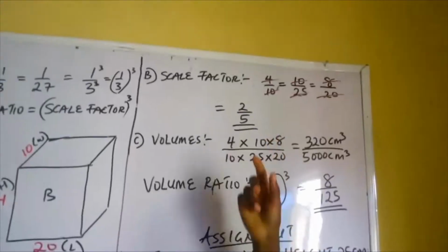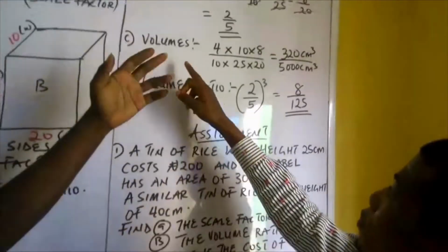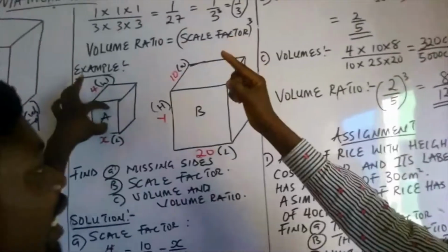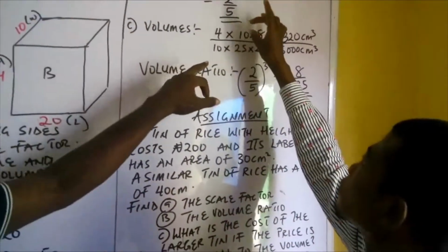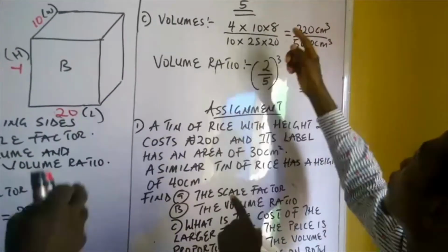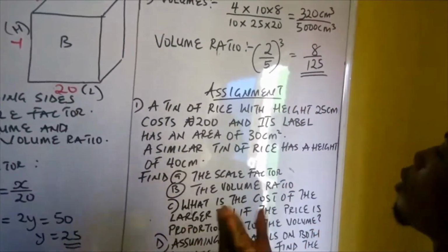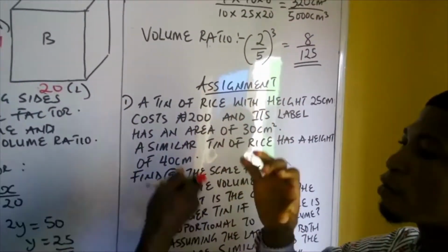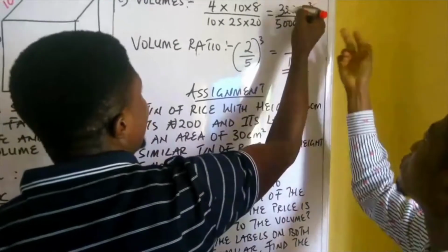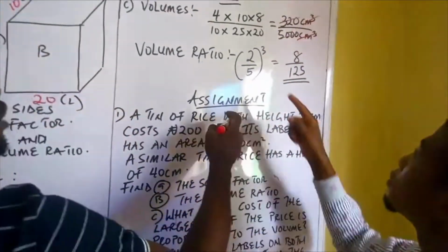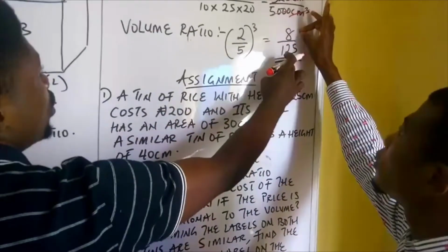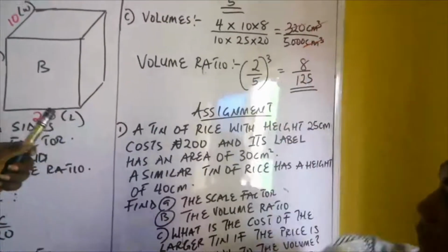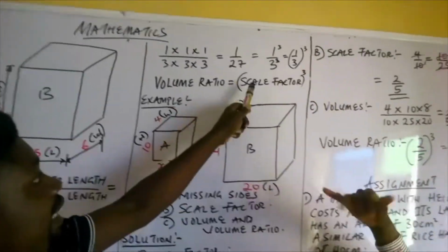Now the volume: for cuboid A, we have 4 times 10 times 8, and for cuboid B, 10 times 25 times 20. This gives us 320 centimeters cubed over 5000 centimeters cubed. If you reduce this to the lowest terms, it will give you what? 8 over 125.